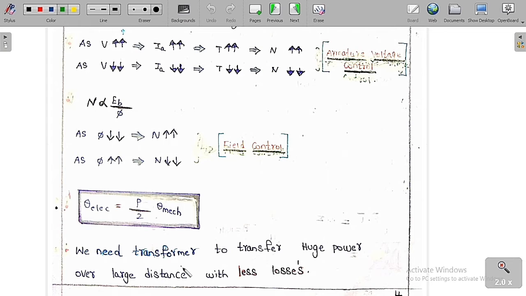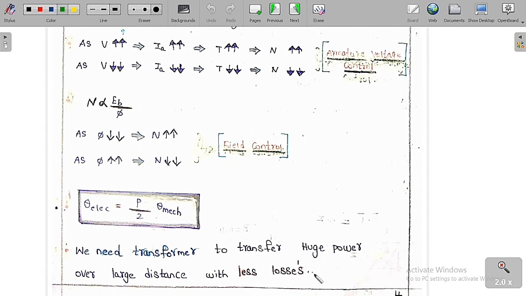So therefore we can say that with the help of transformers we transfer huge power through a long distance with less losses. This is the basic need of the transformer. That is why we use a transformer near the power station, so we can boost the voltage to get less current. As this current passes through a huge distance, the resistance is very high, so I square R will be lesser, so therefore less losses. So huge power can be transferred to the load centers with fewer losses using transformers.